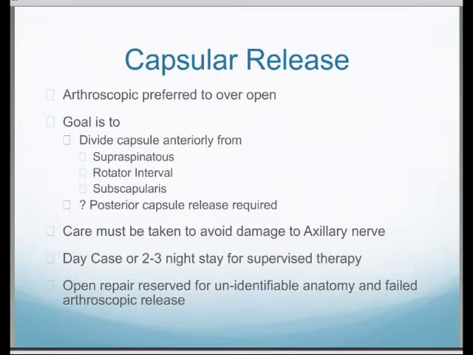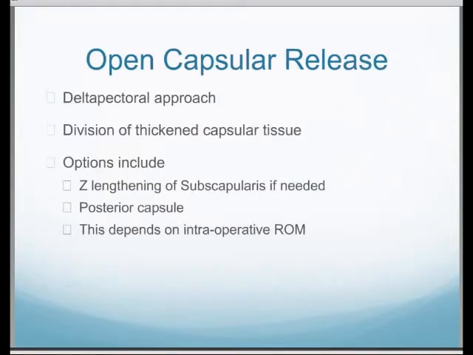Open release is reserved for failed arthroscopic release now, or sometimes if you can't identify the anatomy very well on intra-articular arthroscopy, it may be safer to do an open release. Open capsular release is routinely done through the deltopectoral approach, with division of the thickened capsule. If you cannot gain full range of motion on the table, if you're not happy with your range of motion, you can do a Z lengthening of subscapularis, which will also increase your ability to externally rotate. And then again, there's debate whether you should routinely do a posterior capsular release or not.